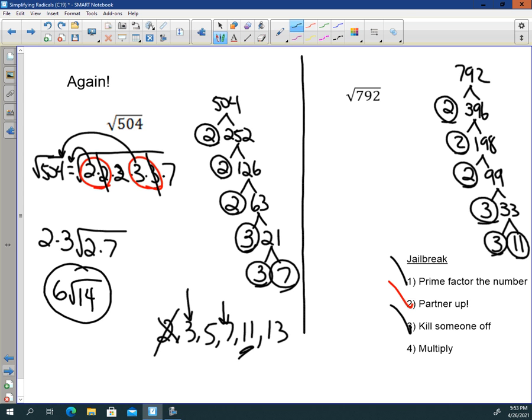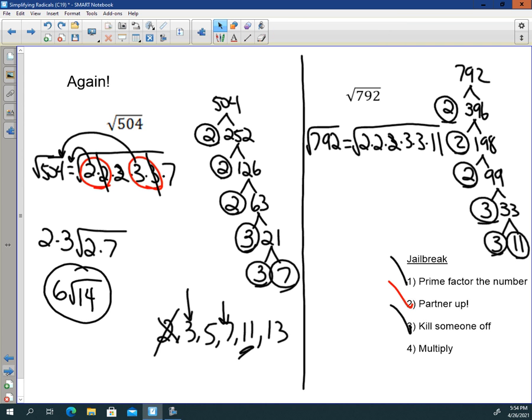Separate these out. I'm starting to get confusing. So the square root, or rather 792, is the same as three 2's, two 3's, and an 11. And the square root of 792 is the same as the square root of those guys. So we took care of prime factoring.